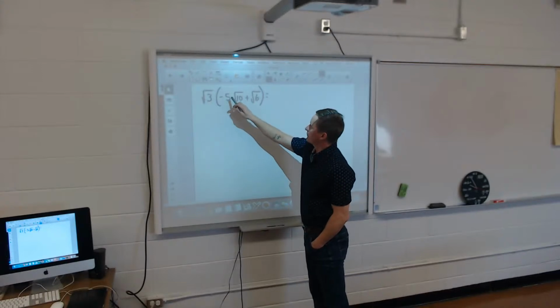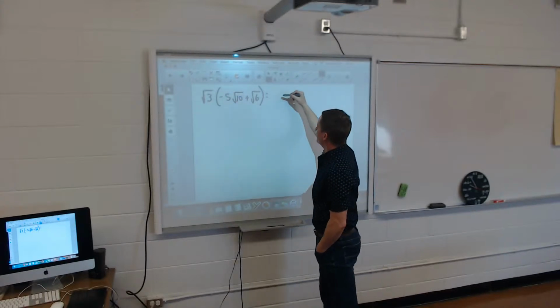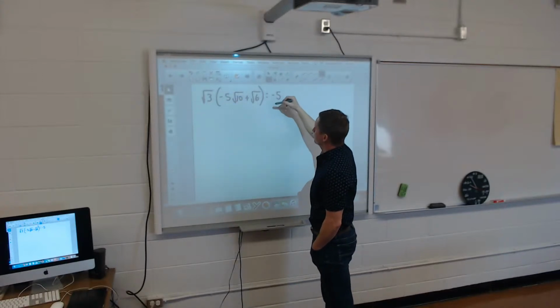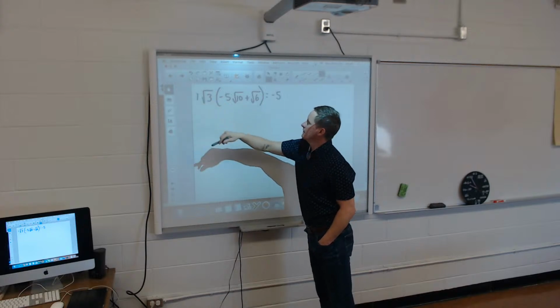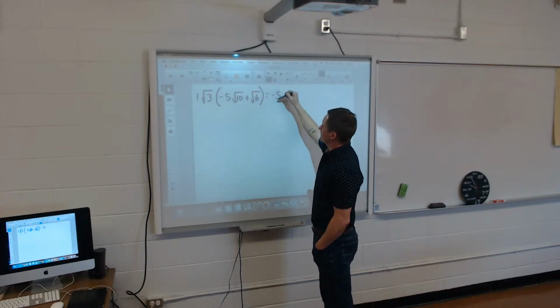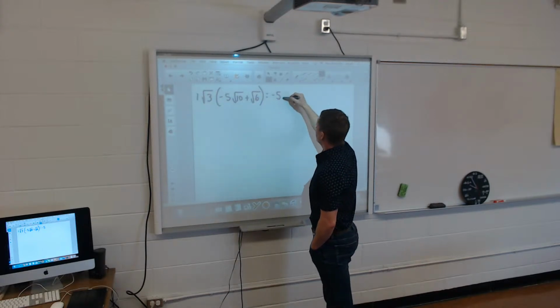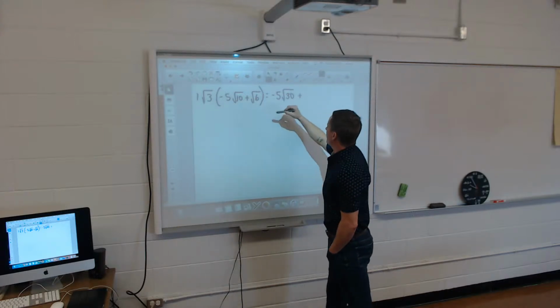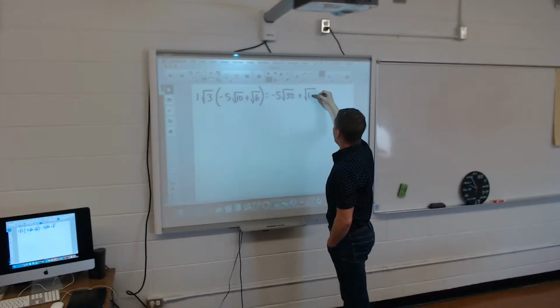So the first one is root 3 times negative 5 root 10, which is going to give me negative 5, because that's a 1 here. So 1 times negative 5 is negative 5. Root 3 times root 10, root 30. Add root 3 times root 6, which is square root 18.